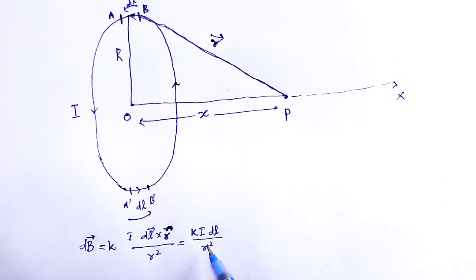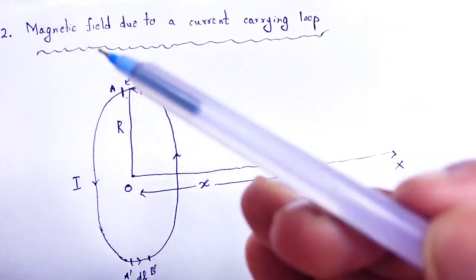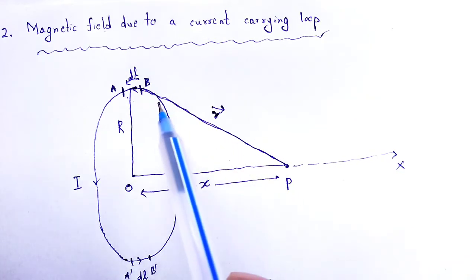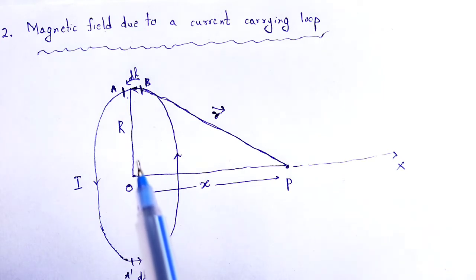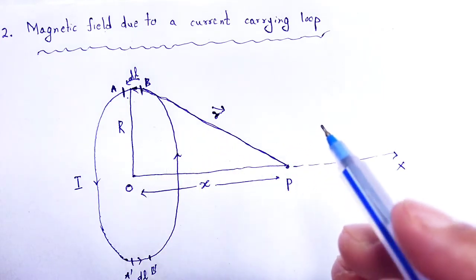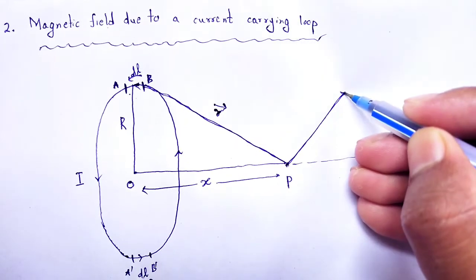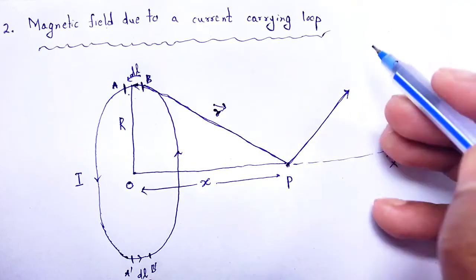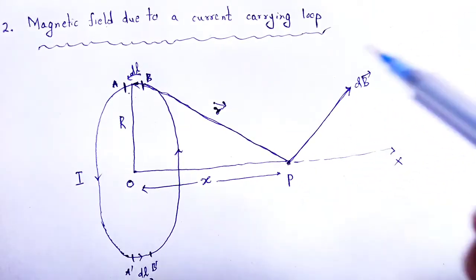As per the right hand screw rule, for the cross product, the dB vector is at right angles to the plane containing dl and r. Its direction will be along dl cross r. So the dB vector lies in the plane of paper and is normal to the r vector. This is the direction of dB, the magnetic field strength at point P due to the elementary current.